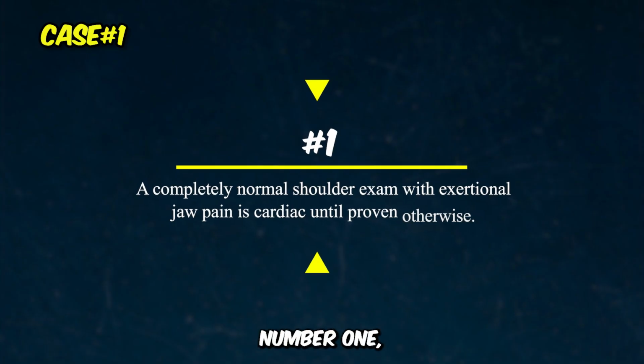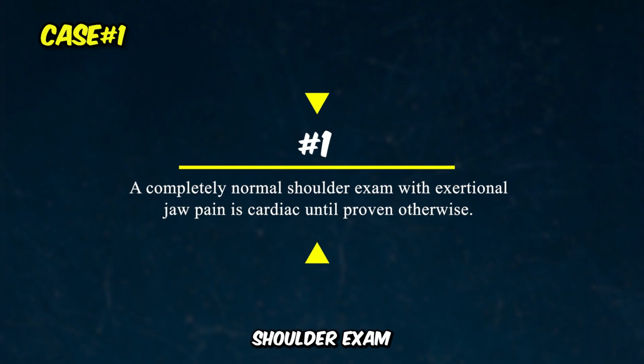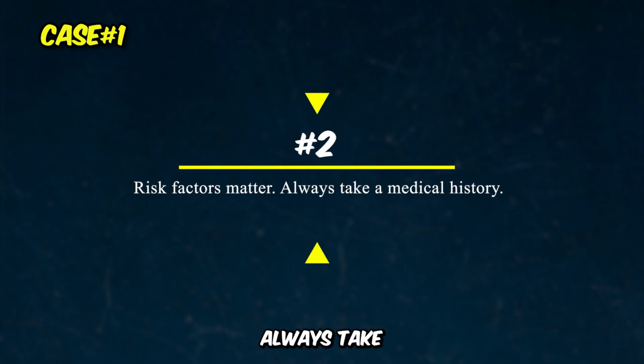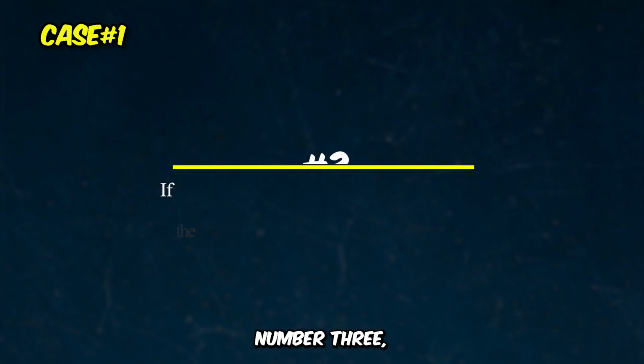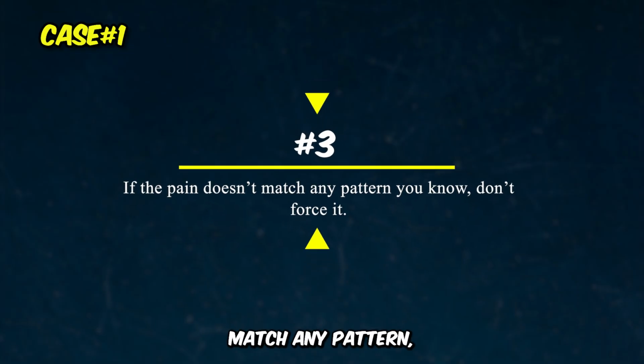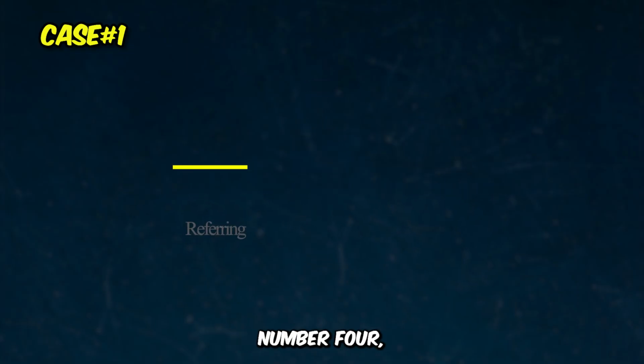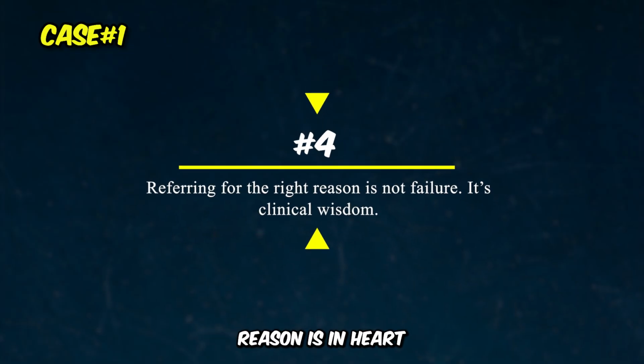So, your takeaways: number 1. A completely normal shoulder exam with exertional jaw pain is cardiac until proven otherwise. Number 2. Risk factors matter. Always take a medical history. Number 3. If the pain doesn't match any pattern, don't force it. Number 4. Referring for the right reason is not failure, it's clinical wisdom.